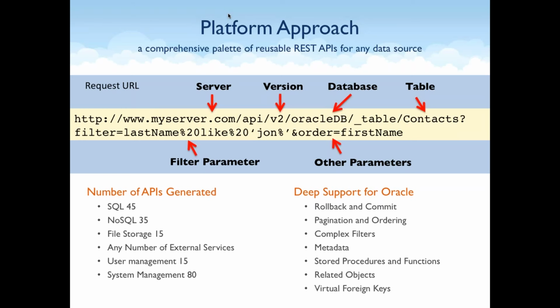Related objects is a huge area that we'll cover, so the idea of foreign key relationships, folding that back into JSON objects that are simply returned to the client, simple in the sense that they're easy to traverse and use.